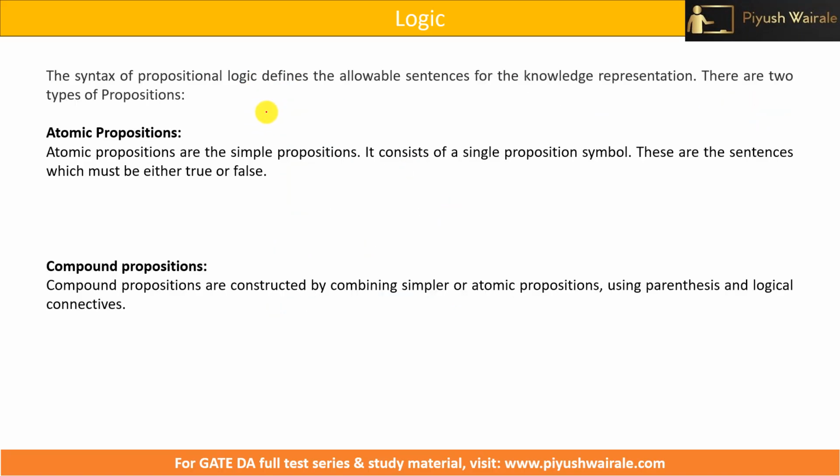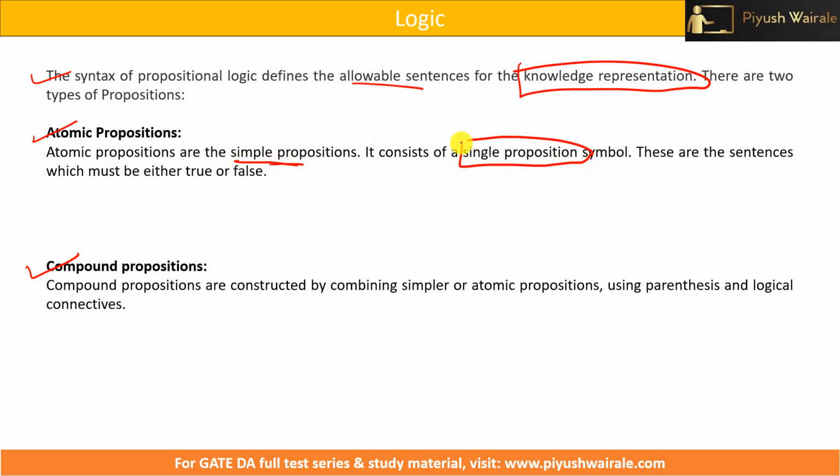Okay, now first, what are the different types of propositional logic? The syntax of propositional logic defines the allowable sentences for knowledge representation. There are two types of propositions. The first one is the atomic proposition and the second one is the compound proposition. So what is an atomic proposition? As the name suggests, these are simple propositions. It consists of a single proposition symbol only, right? These are sentences which must be either true or false, right?